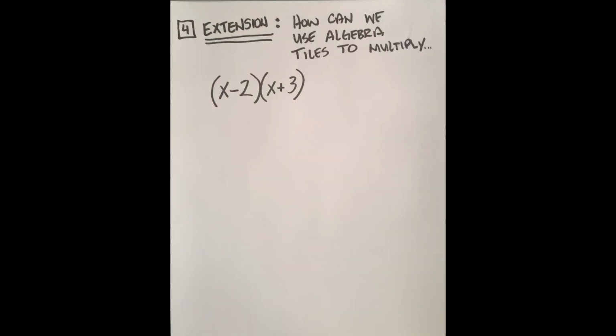All right, we are going on to the 4th box, which would be the extension. This one is one where you have to think about it. How can we use algebra tiles to multiply x minus 2 times x plus 3? We have to think about how it is different here than the other problems, and how this will impact our method. So think about it, and we will talk about it in class.